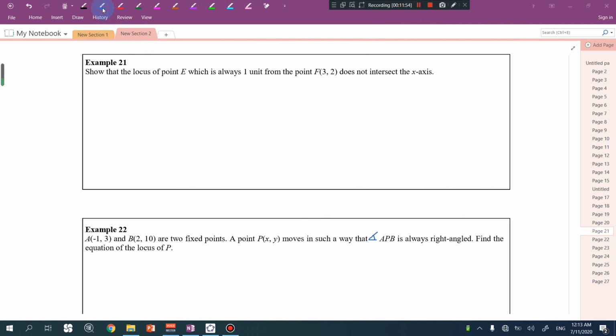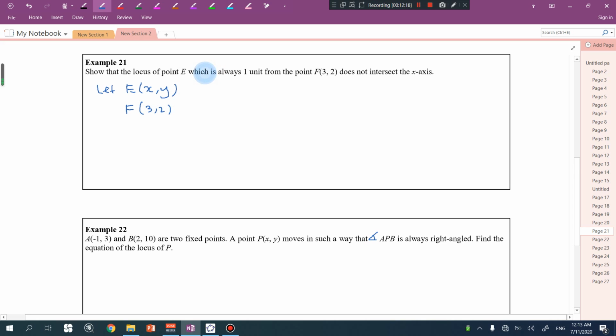Let's try one more example. Example 21. Show that the locus of point E, which is always 1 unit from point F, 3, 2, does not intersect the x-axis. We know this is a circle, right? So let the point E, the coordinate be x, y. This is a moving point, and this is a fixed point.